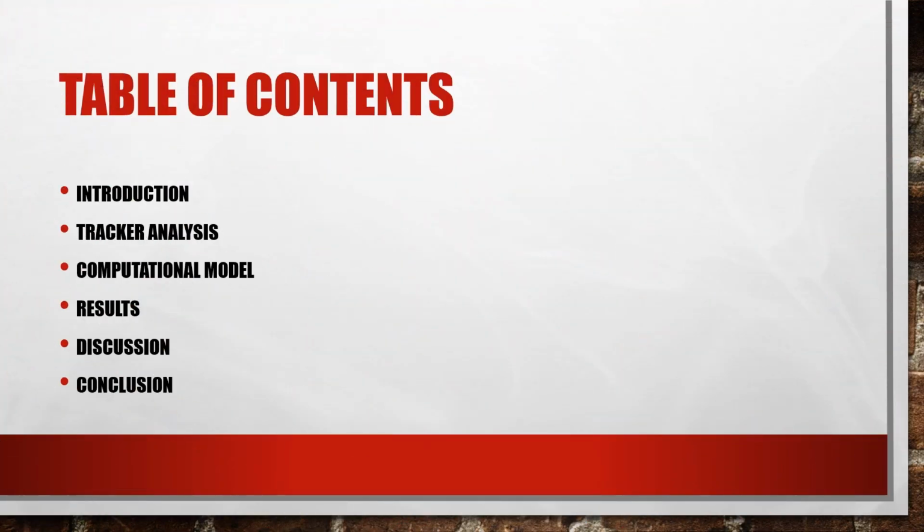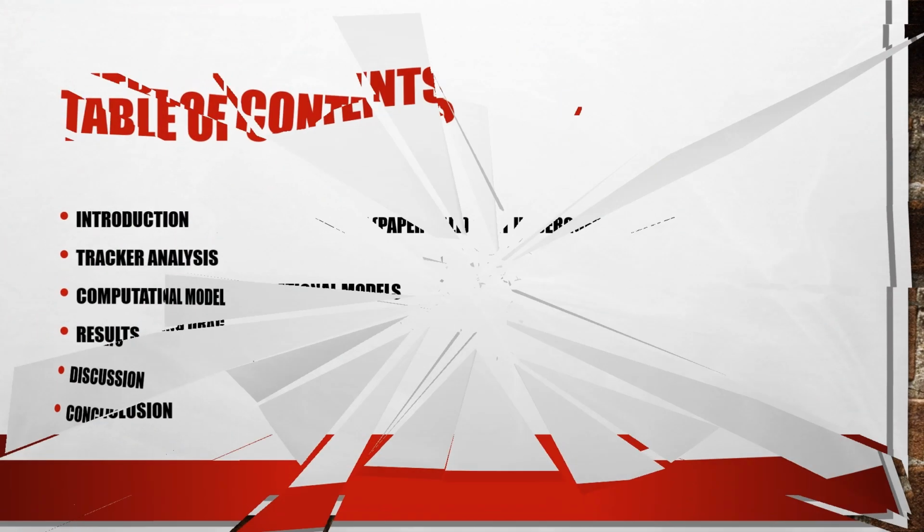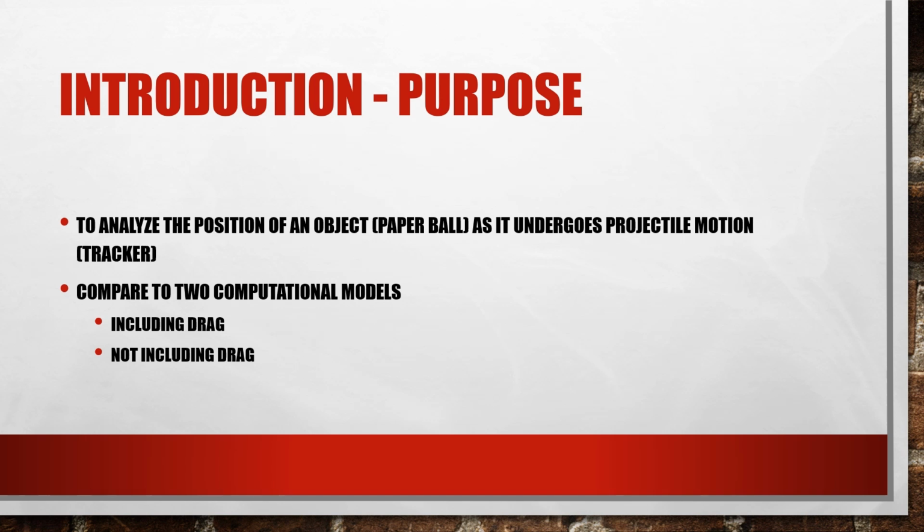This will be the table of contents for my lab report. The purpose of this lab is to analyze the observed position of an object undergoing projectile motion and compare it to data from a computational model. The object we are analyzing in this lab is a paper ball. Tracker software was used to observe the position of the ball, and this data was then compared to two computational models, one including drag and the other not including drag.